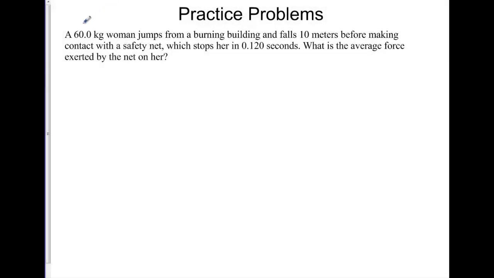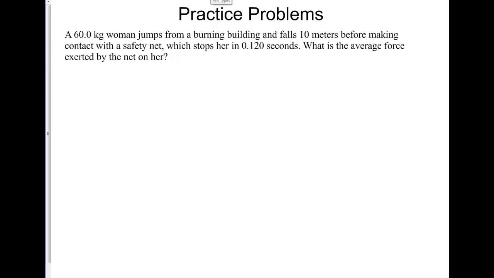Okay, in the second problem, I have a 60-kilogram woman. She's going to jump from a burning building and fall 10 meters before making contact with the safety net, which stops her in 0.120 seconds. What's the average force exerted by the net on her?